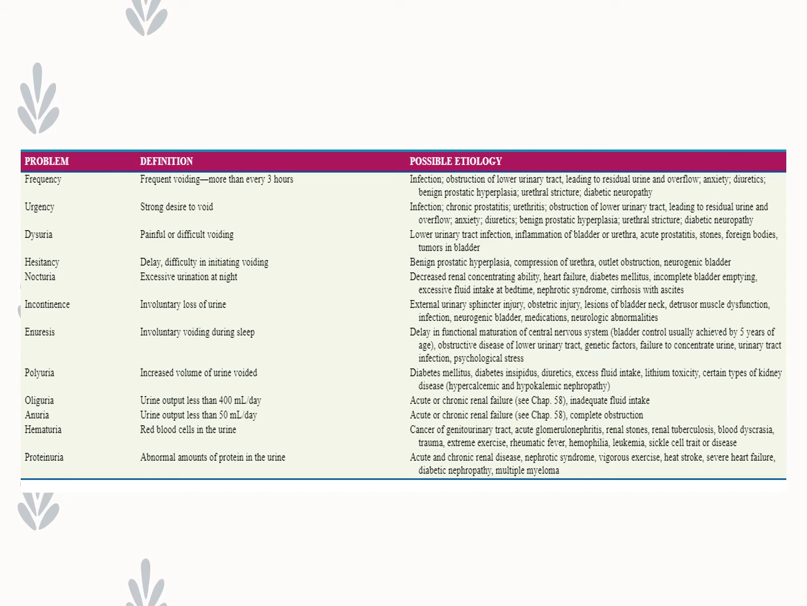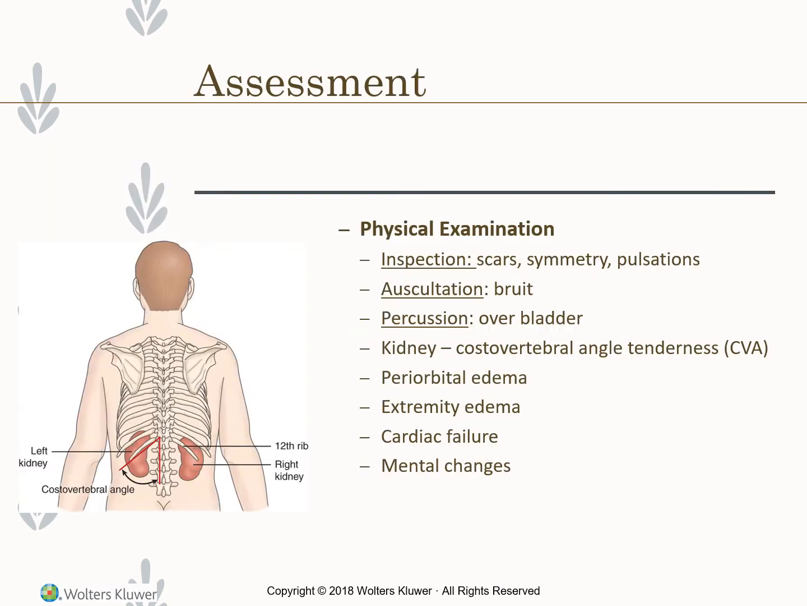Frequency can be caused by infection, obstruction of the lower urinary tract, etc. I'm going to let you read through this. There's frequency, urgency, dysuria, hesitancy, nocturia, incontinence, enuresis, which is bedwetting, polyuria, oliguria, anuria, hematuria, and proteinuria. I will let you look through this slide for the information. It's a good slide for you.